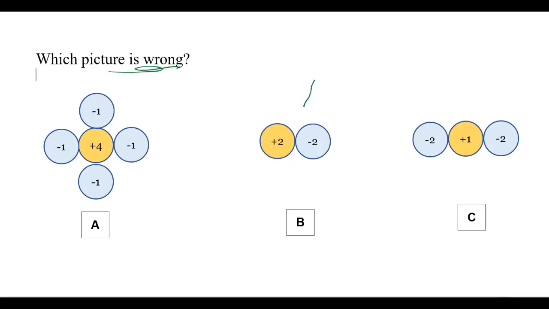We'll start with B. B is great, because you can see there's a +2 to go with a -2. For every plus, there is a minus. We're done. A is also okay. You can see there's a +4 in the middle, but it's balanced by 4 negatives around it. For every plus, there's a minus. But C is bad. We have +1, only +1, and a total here of -4. So that one's the bad one.